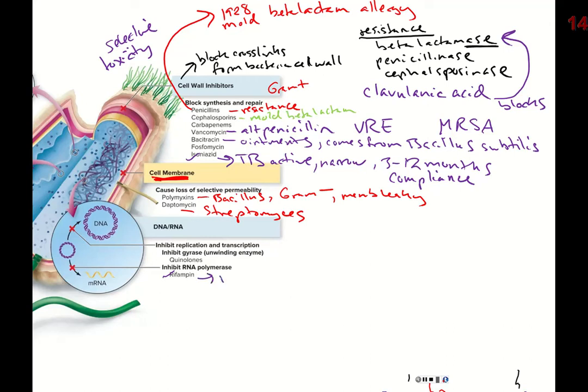Rifampin, again, what you want to know about that one is that it's mostly used for TB, so to help kill the Mycobacterium tuberculosis. It's also used against leprosy. Leprosy is another bacterium that's a Mycobacterium. By the way, leprosy is not even called leprosy anymore. It's called Hansen's disease.